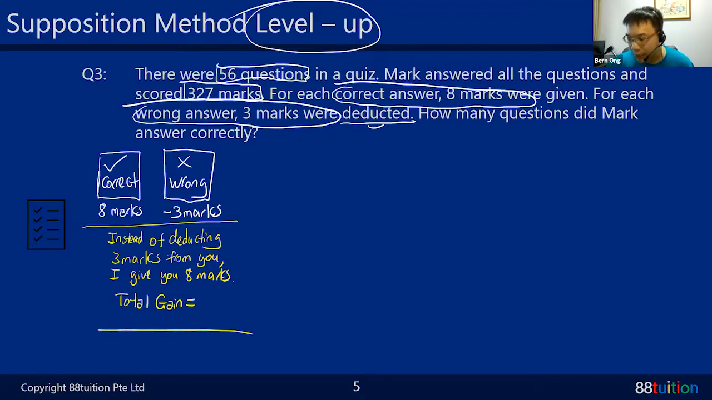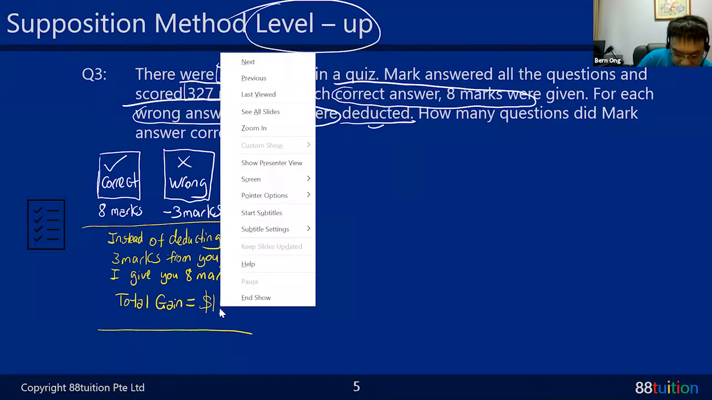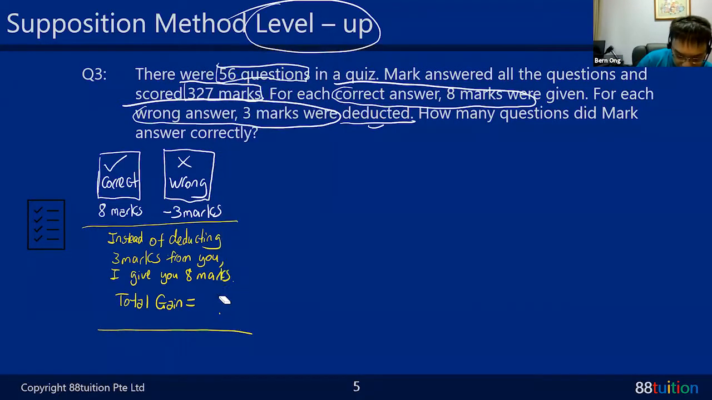Just now actually I gave the answer already. Total gain is actually 11. Total gain is actually $11. Can you see or not? So down here, how do I get $11? Or how do I get 11 marks? Simple reason is because you are supposed to give me 3, but I never received 3 from you. You keep it. That means you don't owe me already. You don't owe me 3, but on top of that, you get 8. 8 plus 3 is 11. Can you see it now?